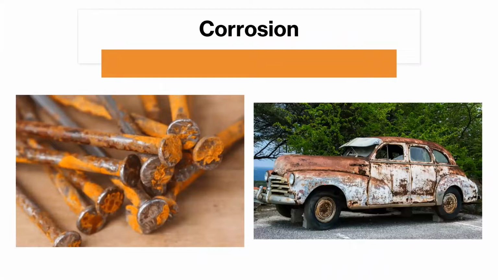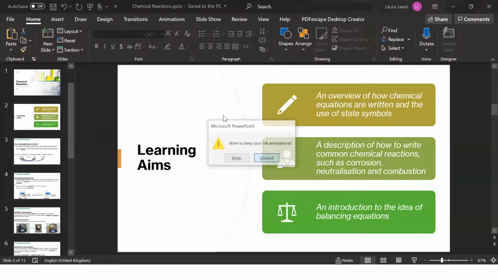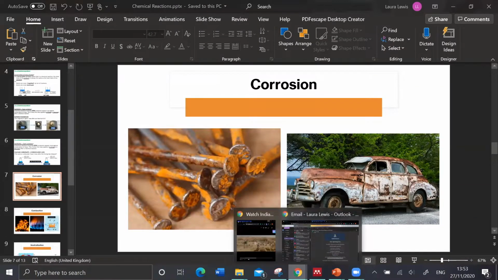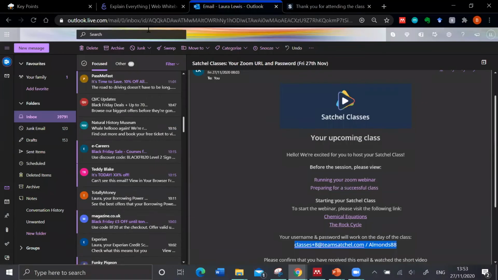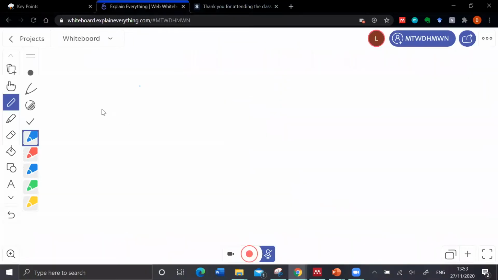So we're going to look at corrosion. So we're going to get my whiteboard up. I don't need those anymore. I need to move this. This is in the way. Okay, my whiteboard up.